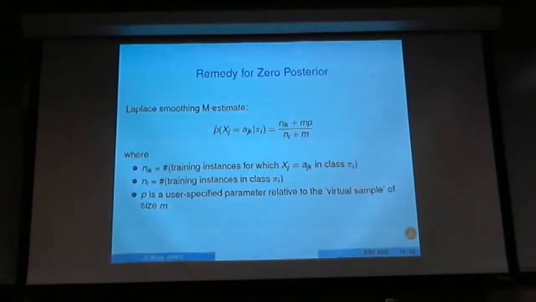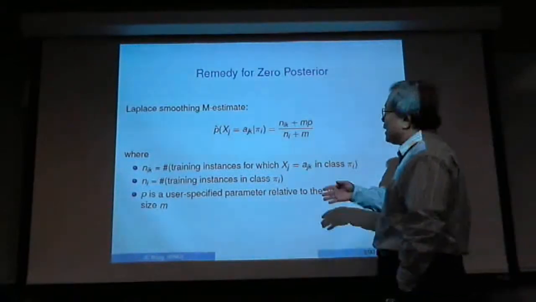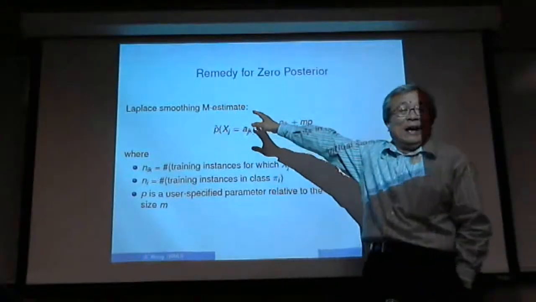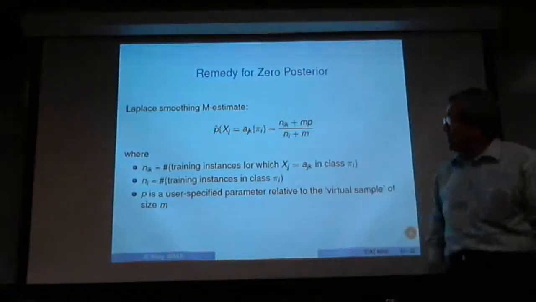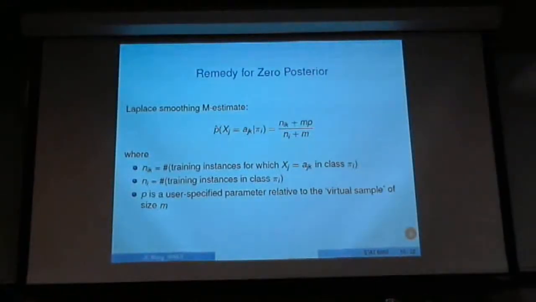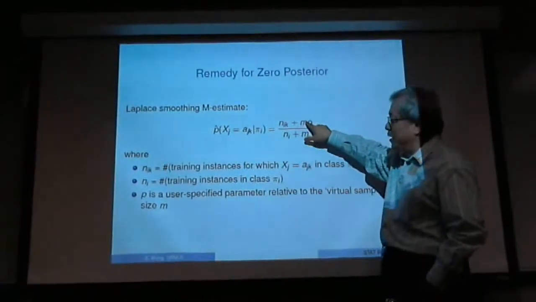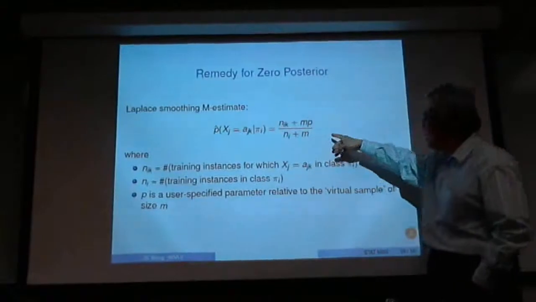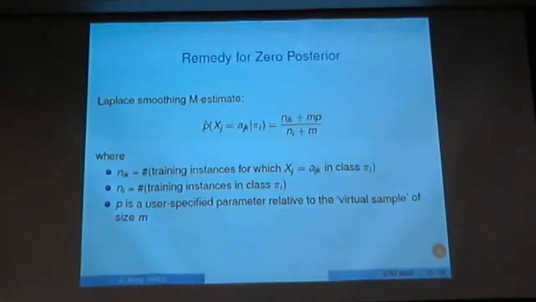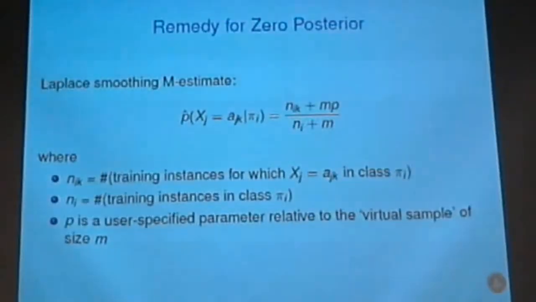It's called Laplace smoothing, or M estimates. Don't ask me why they came up with that name. It is defined this way with this feature. On the numerator and denominator, both add this thing here: numerator add MP and denominator add M, and here MP is defined as user-specified values.